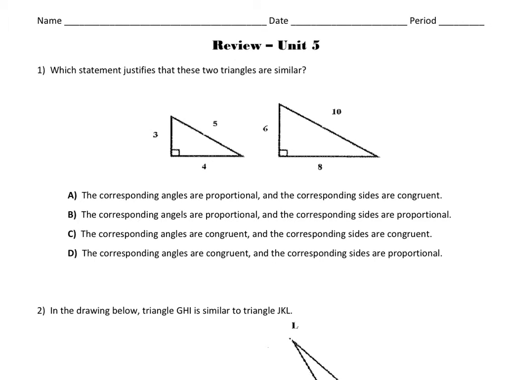Okay, so review Unit 5. The first question says, which statement justifies that these two triangles are similar? Okay, the very first thing we talked about: similar, what are the characteristics of similar triangles? So the first thing that's important is their angles are congruent.